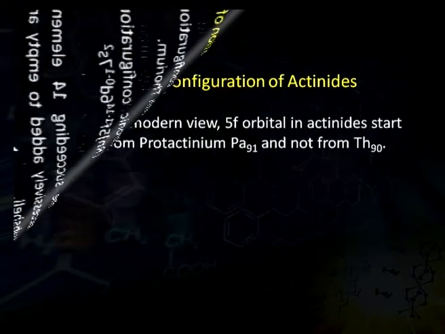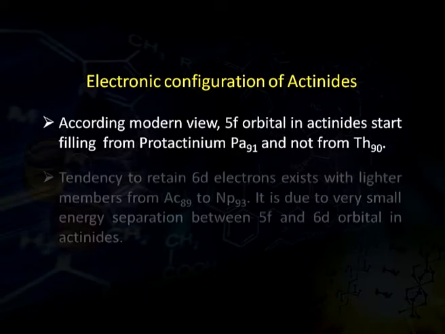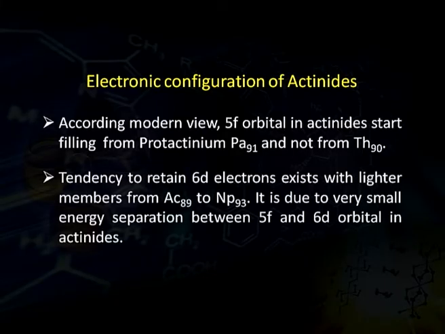According to the modern view, the 5f orbital in actinides starts filling from protactinium, having atomic number 91, and not from thorium, which was the previous concept. The tendency to retain 6d electrons exists with the lighter members from actinium 89 to neptunium 93. It is due to the very small energy gap between the 5f and 6d orbitals in the actinides.